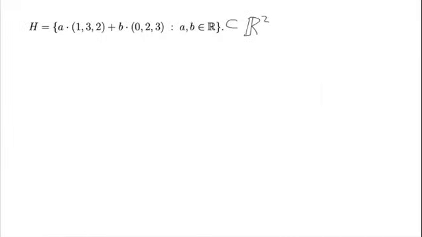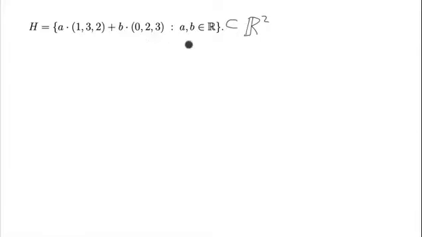Let's look at an example of how we can prove or show that a set is a subspace of a vector space. We're going to look at our vector space as being R2, and this right here is our set, and we want to show that this is a subspace of this vector space.